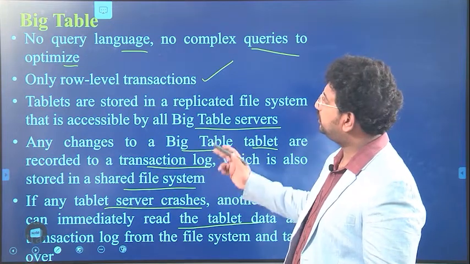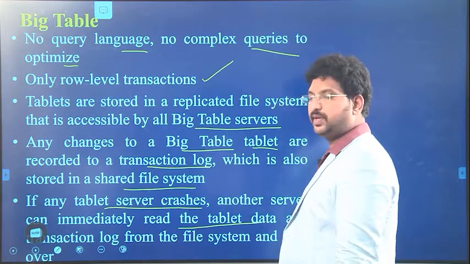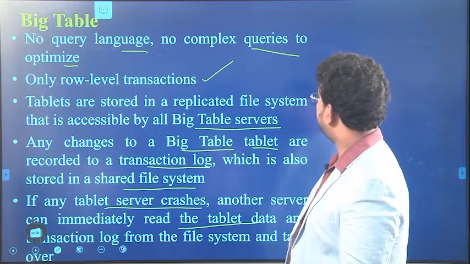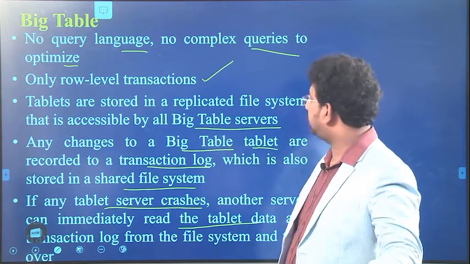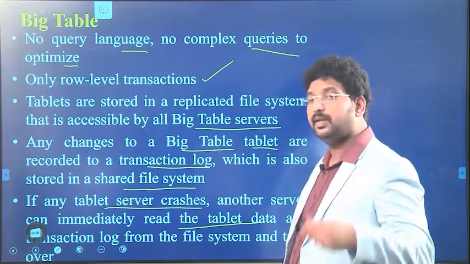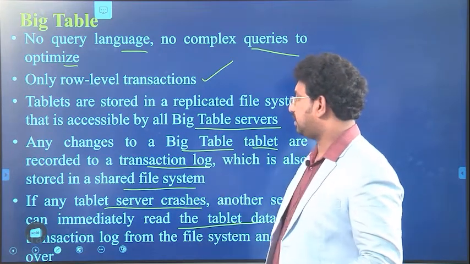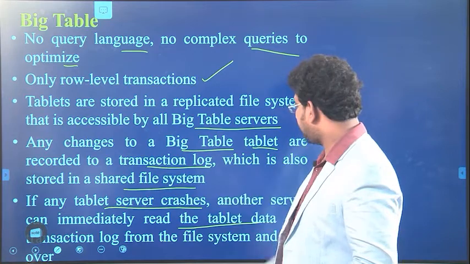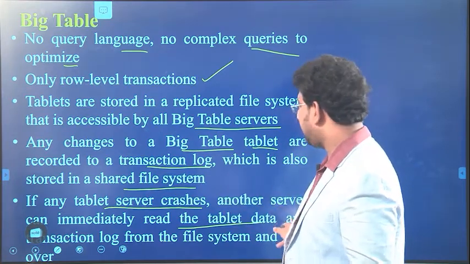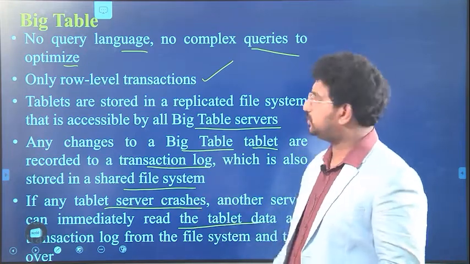As part of this slide, what we are going to understand is that there is no query language and no complex queries. We are using only row level transactions. The tablets are stored in the replicated file system that is accessible by the tablet servers. Any changes to the tablets will be recorded into the transaction log. If any tablet server crashes, another server can immediately read the tablet data and transaction log from the file system and take over.